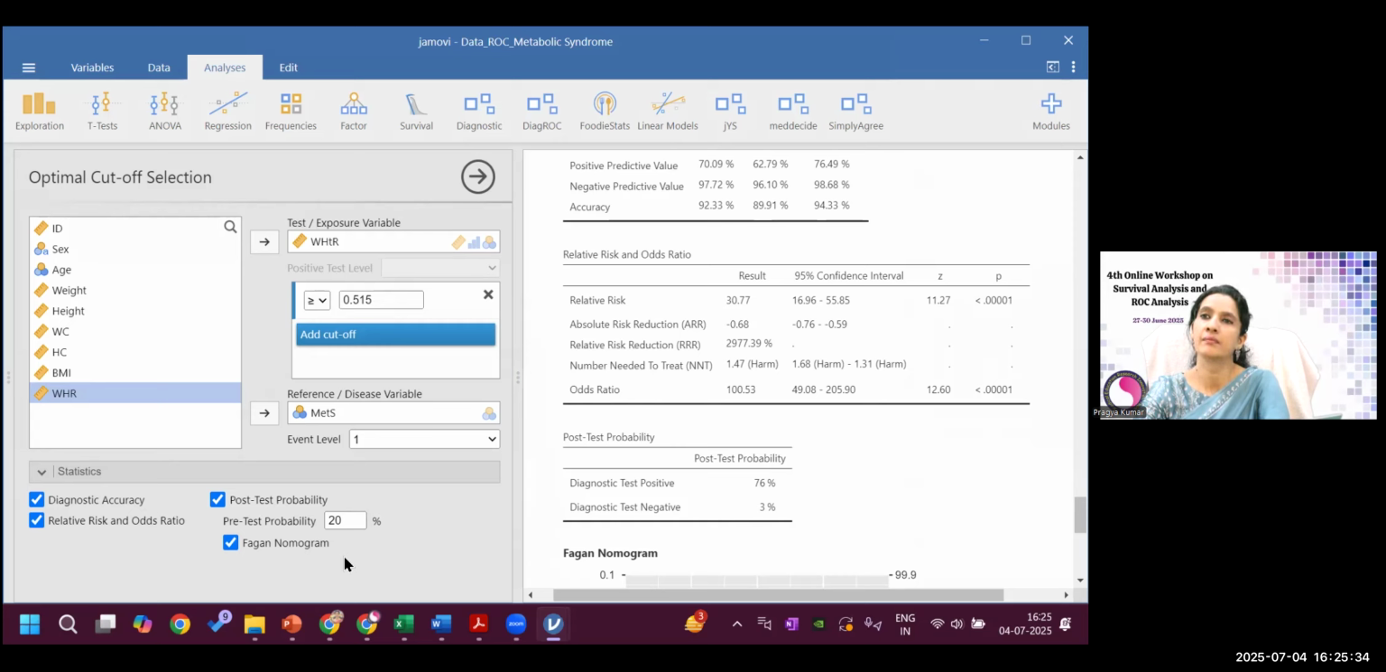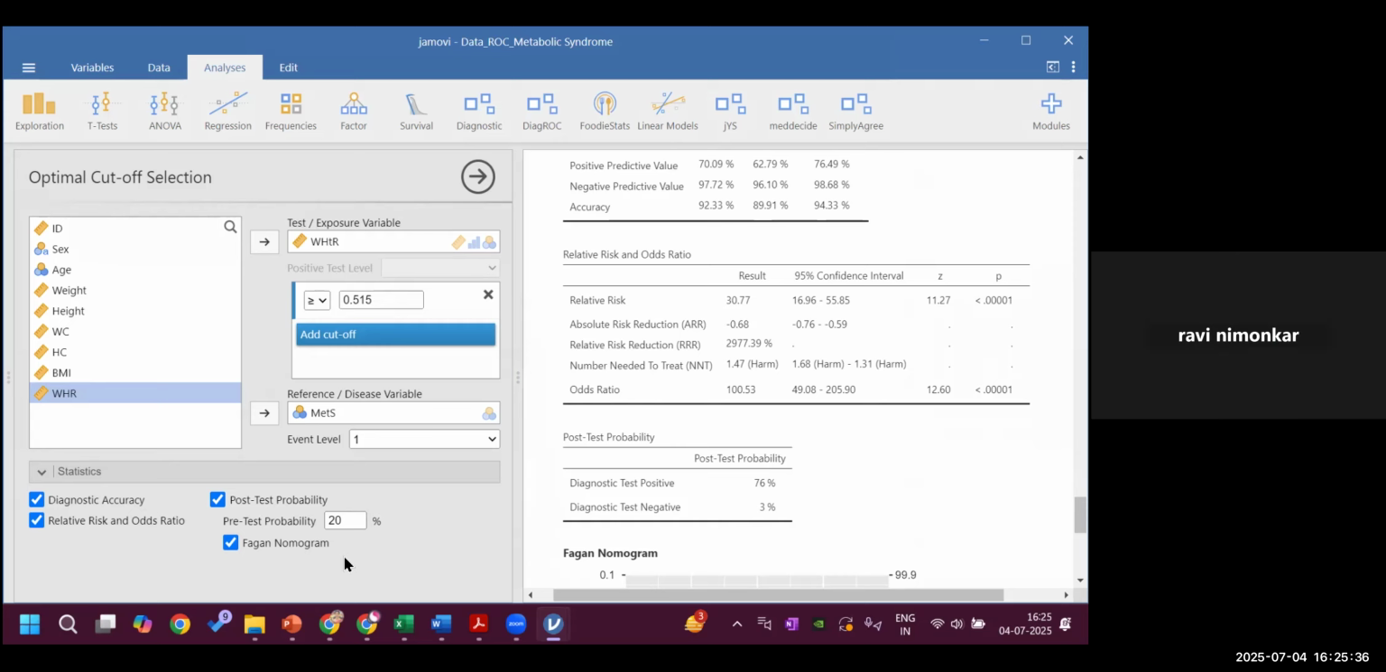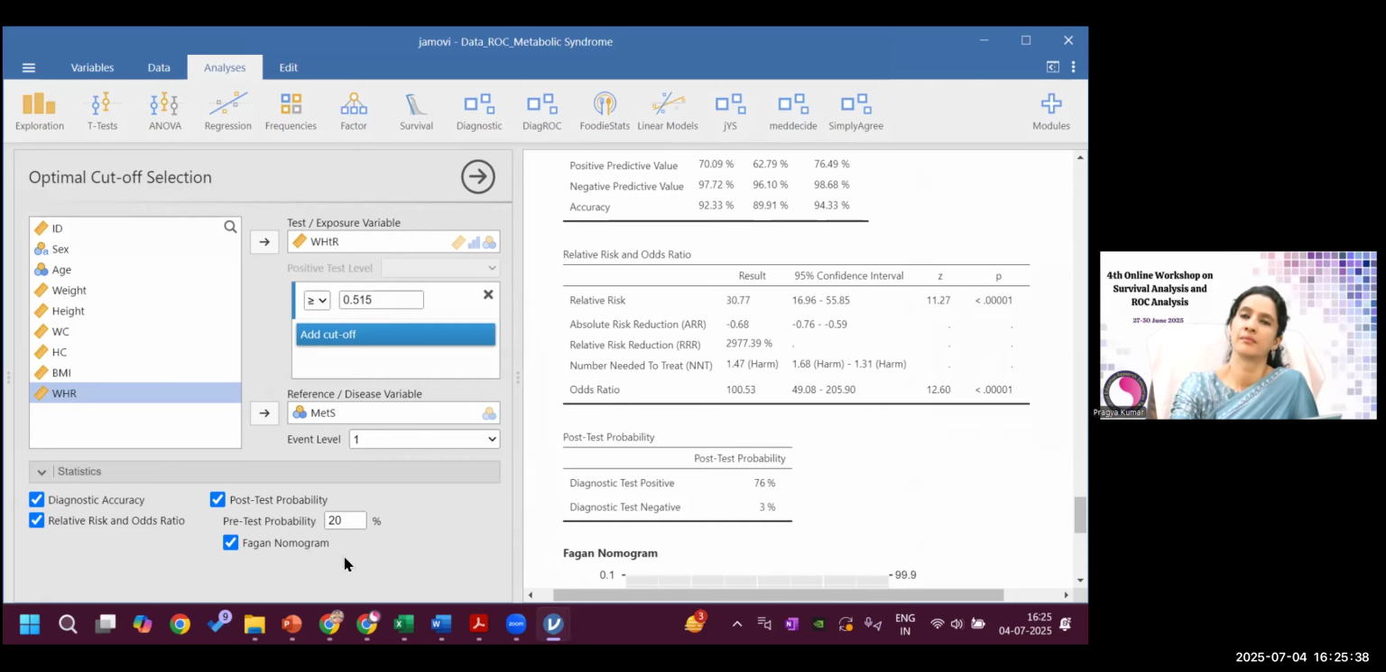Suppose the prevalence of a disease is very high. Yes, sir, please continue. We're listening to you, sir. Then suppose I am saying that without any predictor, without any test, you have a 20% chance of getting metabolic syndrome. Now you just tell me your BMI.